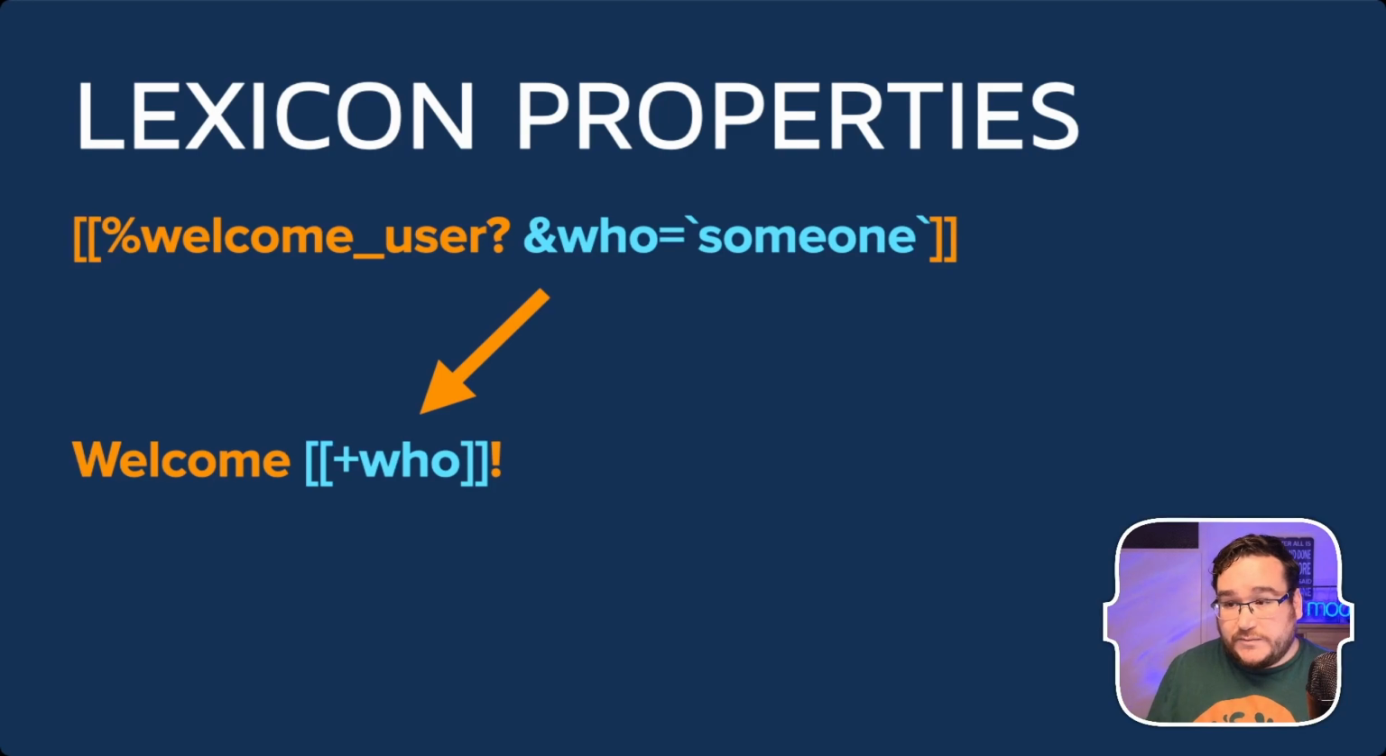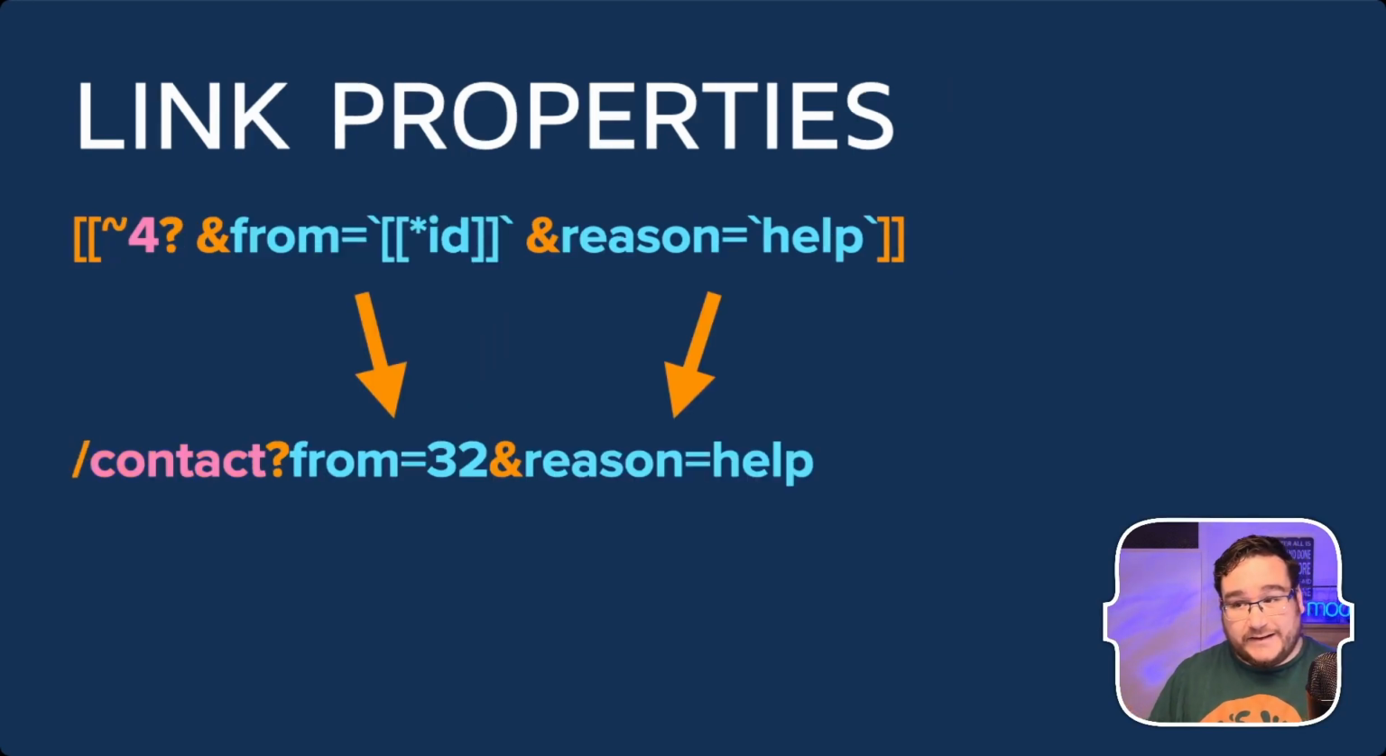Another interesting example is when you're using the link tag to generate the URL to a certain resource. You can also apply any property here, such as the from and the reason property that we're shown in this example, and those will be appended to the URL. That's, for example, useful when you're generating deep links to a certain section of the page, or if you're pre-filling form data, like on a contact page where you want to know where the visitor clicked on your help button, or what the reason is for contacting you.